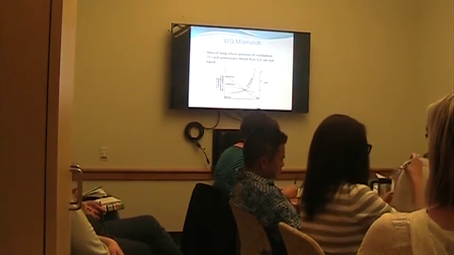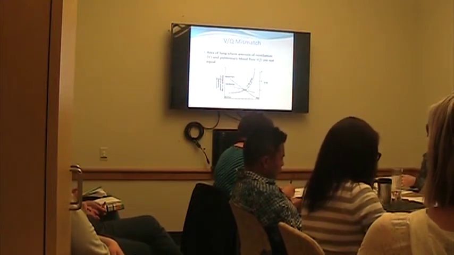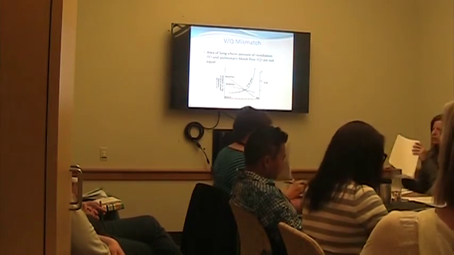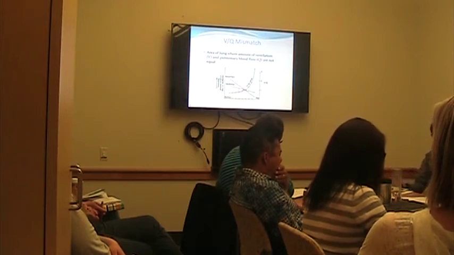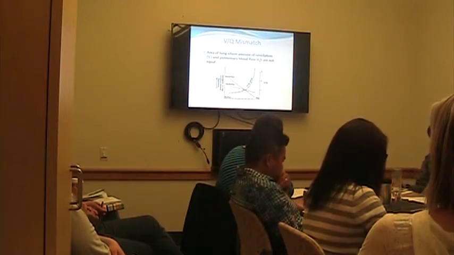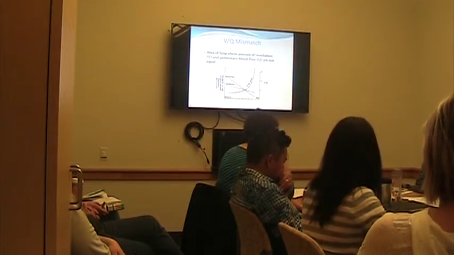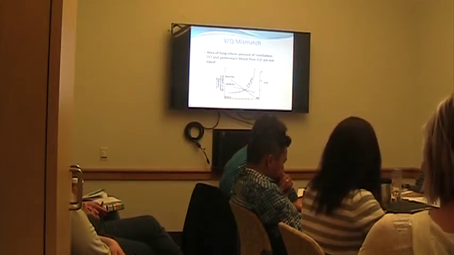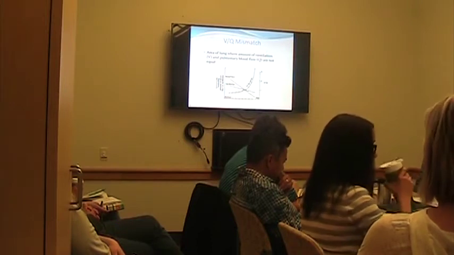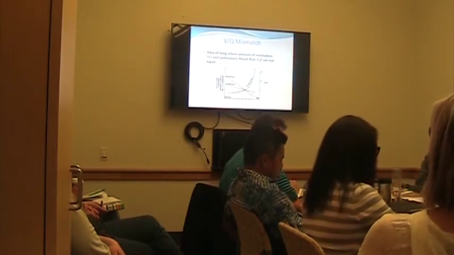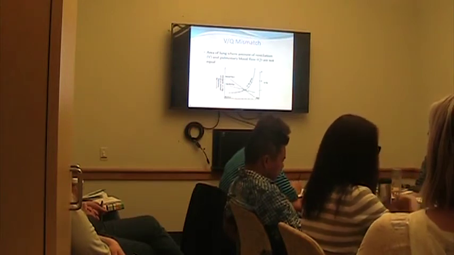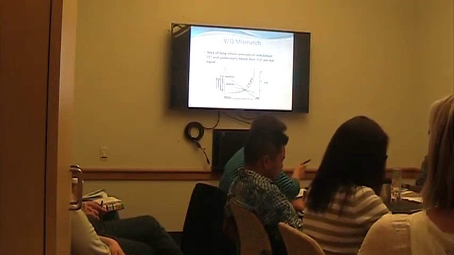So VQ mismatch, some of the terminology we're going to use when we're out in the field, maybe we may have dead space ventilation or may have a shunt. So we're going to talk a little bit about VQ mismatch. And so VQ mismatch is the broader term that represents dead space ventilation or shunt. And the two variables are ventilation and pulmonary blood flow.